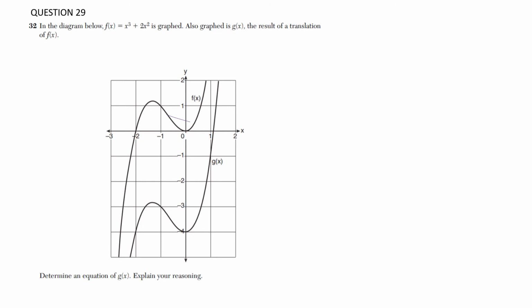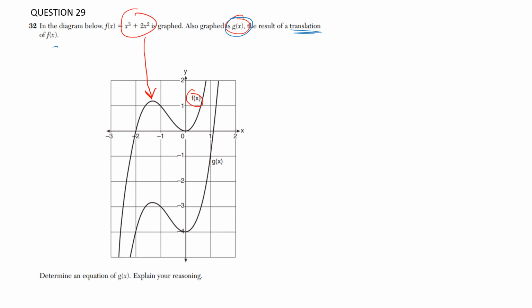In this next problem, we're going to look at this diagram that shows x cubed plus 2x squared graphed. This here is this function, f of x. It says also graphed is g of x, which I'll write in blue, which is the result of a translation of f of x.